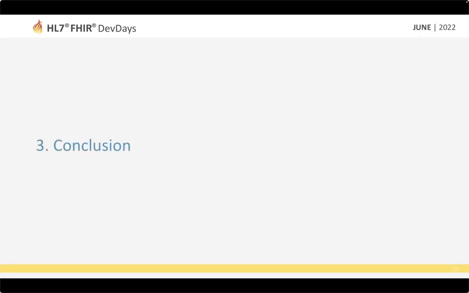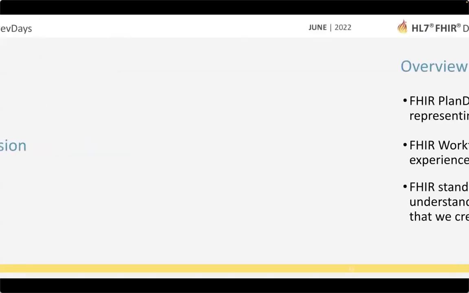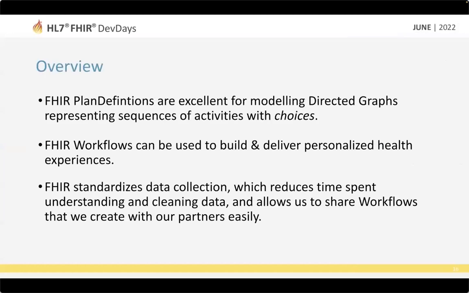Okay, so this brings us to the end of my talk today. I want to wrap things up by highlighting a few key points that I hope everybody was able to take away from the presentation today. The first thing is that FHIR plan definitions are excellent for modeling directed graphs representing sequences of activities with choices. We can then use machine learning to help identify some of the best activities for the user to do from the set of choices presented within the plan definition.